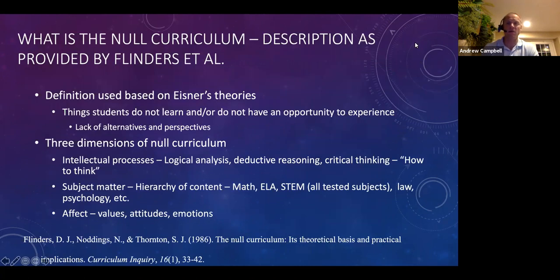So we talked about the authors, Flinders along with others. These authors focused heavily on Eisner's theories. They describe the Null curriculum as things that students do not learn or have an opportunity to experience. So in other words, they would see a lack of alternatives or perspectives.